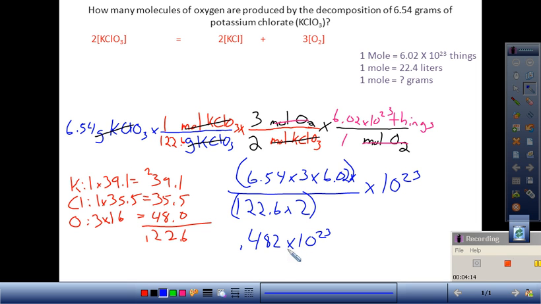You can leave it like that, but your book's not going to. They're going to put it in proper scientific notation. So I'm going to move that decimal over 1 space there. Okay, that number just got larger by a factor of 10, so to compensate, this one has to get smaller by a factor of 10. So from 23 to 22. So that's my proper answer. Okay, again, you're fine leaving it like this, but on a multiple choice test and in the back of your book, you're going to see this format.